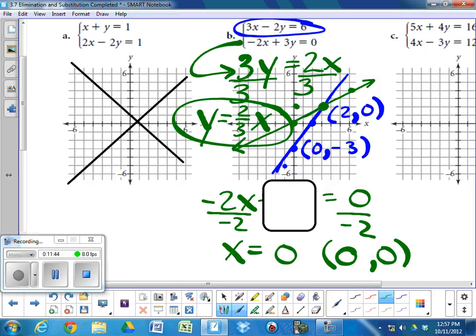By the way, when I went up 2 over 3, where did I land? What point? That point right there is what, comma what? (3, 2). What point did I tell you was another point on the line? Remember?